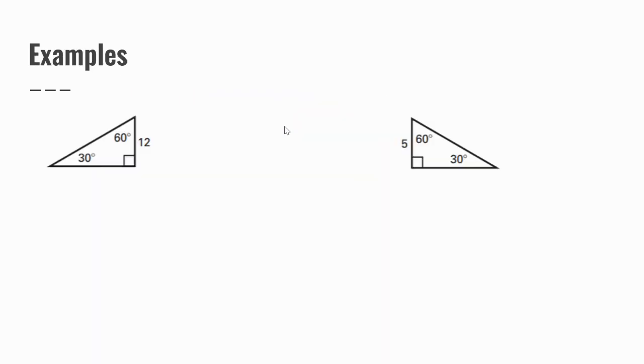Alrighty, so let's see this in action. Opposite the 30 degrees is 12. So if I double it, I get 24 for my hypotenuse. And my longer leg has to be 12 square roots of 3. Again, given my shorter leg, my hypotenuse has to be 10. And then my longer leg is 5 square roots of 3.